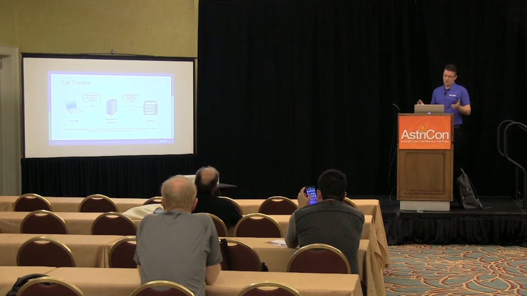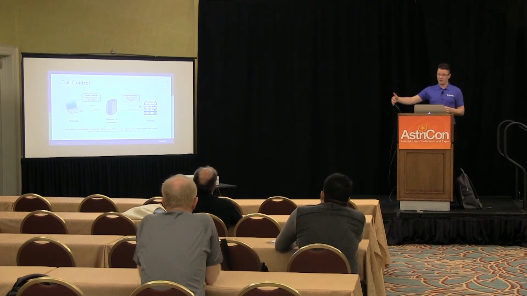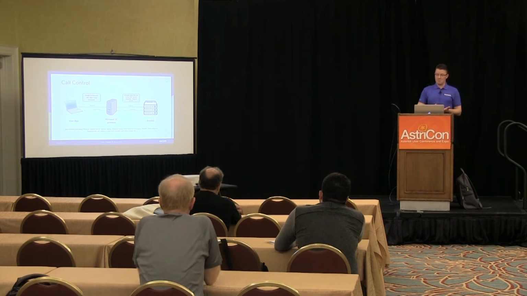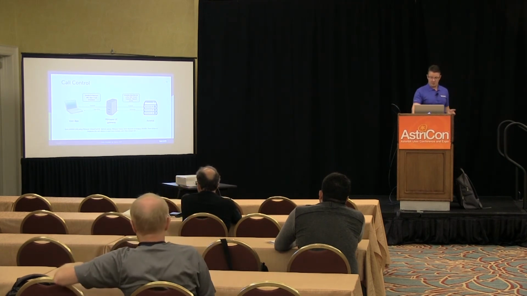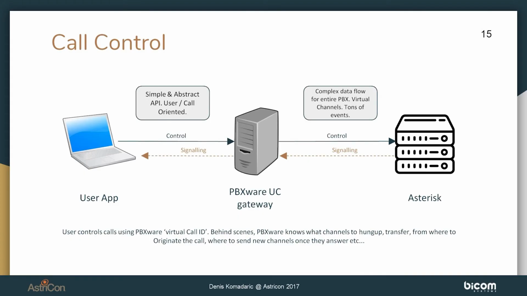For the call control, as I explained already, as you can see, this side has a very straightforward API, which then is converted by this to control actual channels, hang them up, or originate some call wherever, transfer channels. So behind the scenes, this translates everything to the well-known Asterisk primitives. And now I will give you one example of the protocol. So extension 100 is calling 102.